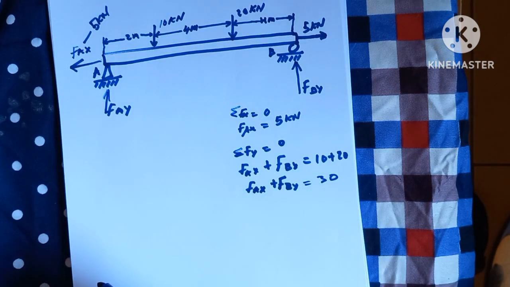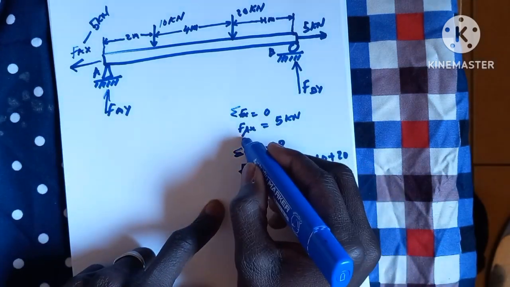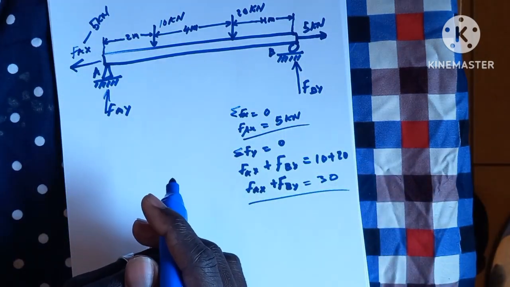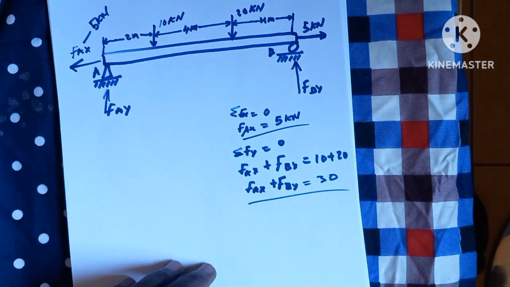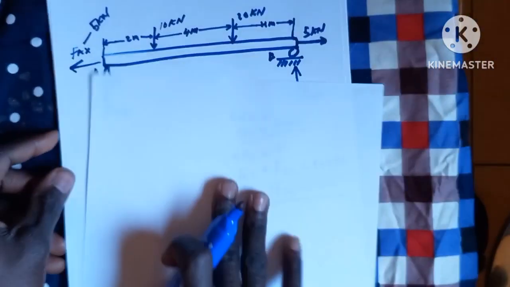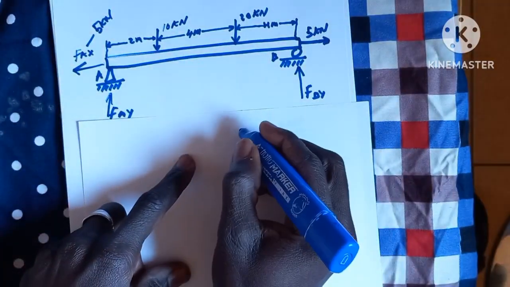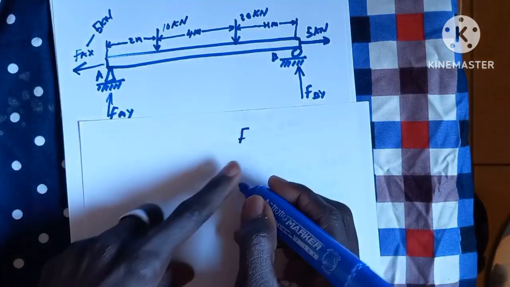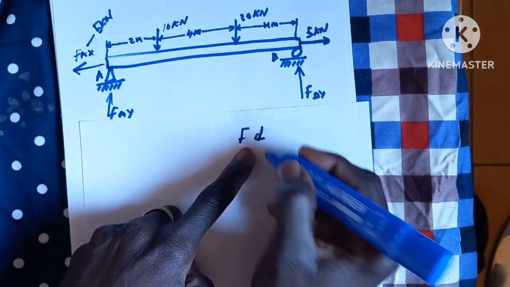So now we have two equations. So the next thing we have to do is to find the moment. So for instance, if you get another sheet, the moment is basically the force times perpendicular distance. Call it perpendicular distance here, right?